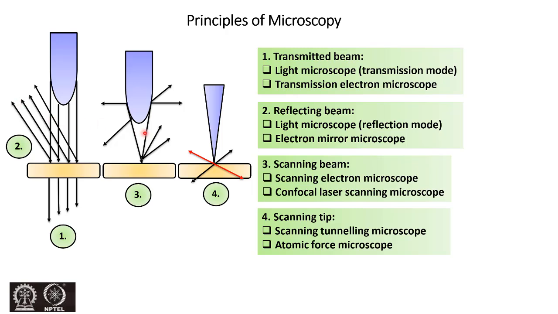Then we have the scanning beam. This beam actually scans pixel by pixel and gives us the image. This kind of principle is used in the scanning electron microscope and the confocal laser scanning microscope. And then we have a scanning tip. As I told already, in the AFM we have a probe, and it goes in the XY direction and Z direction. So this principle is used in the scanning tunneling microscope and AFM, that is atomic force microscope.